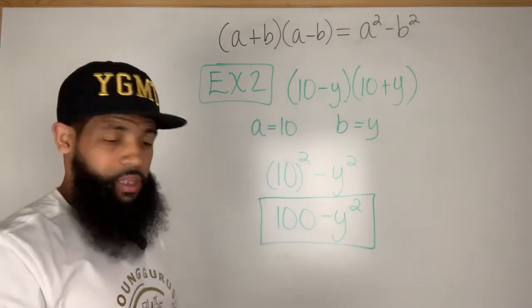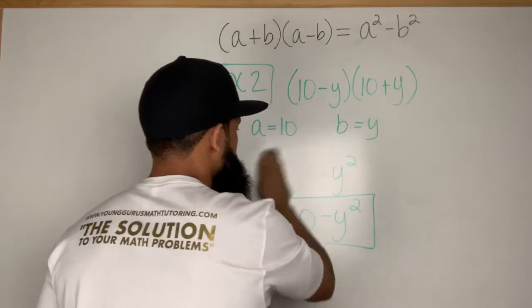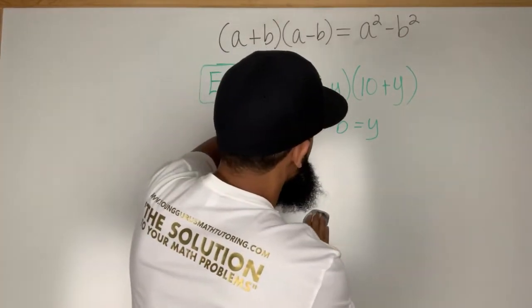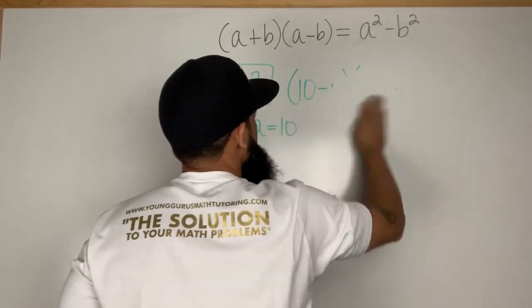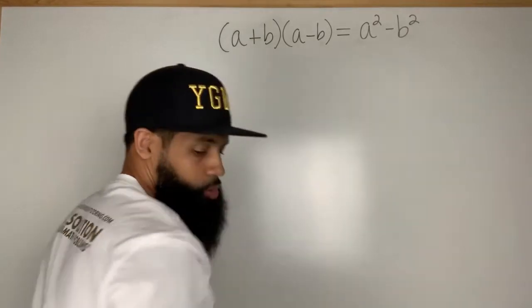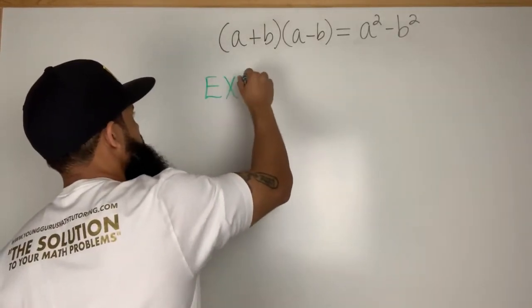See how quick I did that? Because every time you do the FOIL method or the double distribution, this minus sign and that plus sign is going to cancel out the two middle terms. Okay, so that's why you can apply this formula.